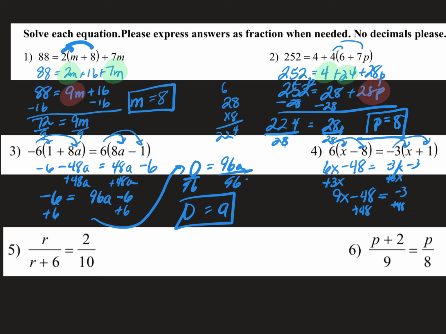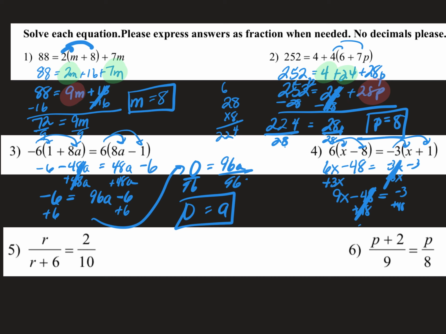So remember, when I'm doing this and marking these out, like here on number 4, and then on number 3, negative 48a plus 48a, I marked that out. I didn't mark it out, but I went back and marked it out. And here on number 2, 28 minus 28, I marked that out. And on number 1, plus 16 minus 16, mark that out. Those are making 0. So I'm doing the inverse operation to make 0.